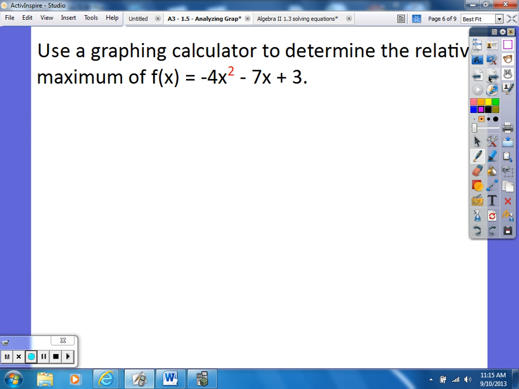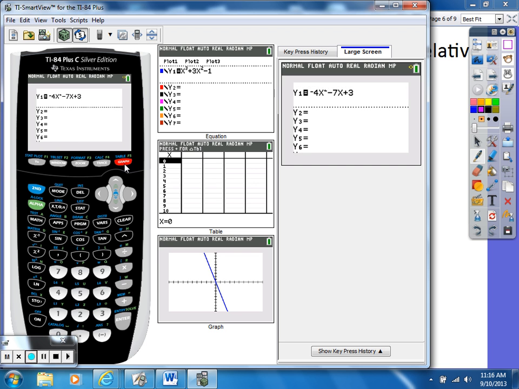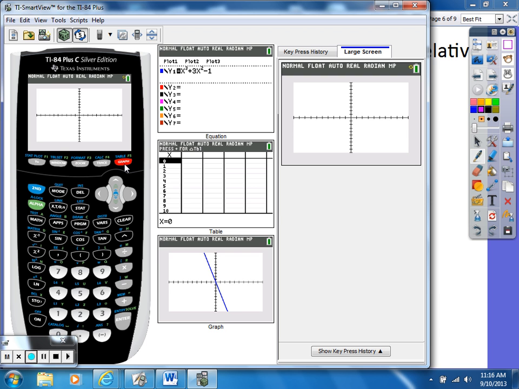First thing you have to do, guess what it is? Graph it. So go ahead and graph that in your calculator. I'm going to go ahead and graph this: negative 4x squared minus 7x plus 3. So y equals, clear that out, negative 4x squared minus 7x plus 3. Is that correct? Since it's not a fraction, I don't have to have the parentheses, but you can put them there, that's fine.